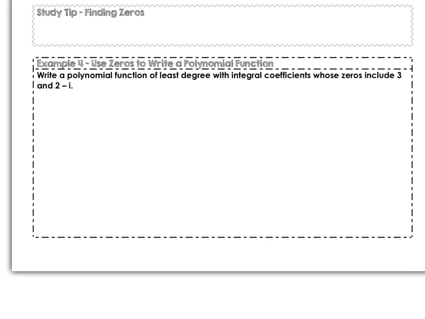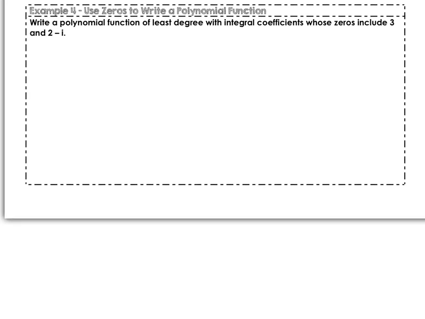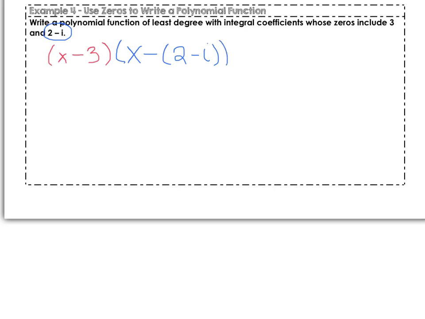So now we're going to look at example number 4 where we're writing a polynomial function of the smallest degree given some of the zeros. Given the zeros of 3 and 2 minus i, we can make a few conclusions. If 3 is one of our roots, then we know for a fact that the factor is going to be x minus 3, because it's always going to be the opposite sign. With complex numbers, they always come in pairs of complex conjugates, so one of our factors is going to be x minus the quantity 2 minus i, and the other one will be his complex conjugate, x minus the quantity 2 plus i.